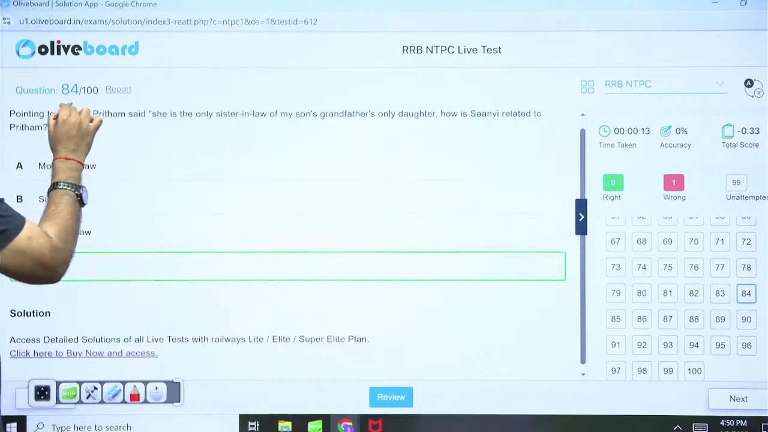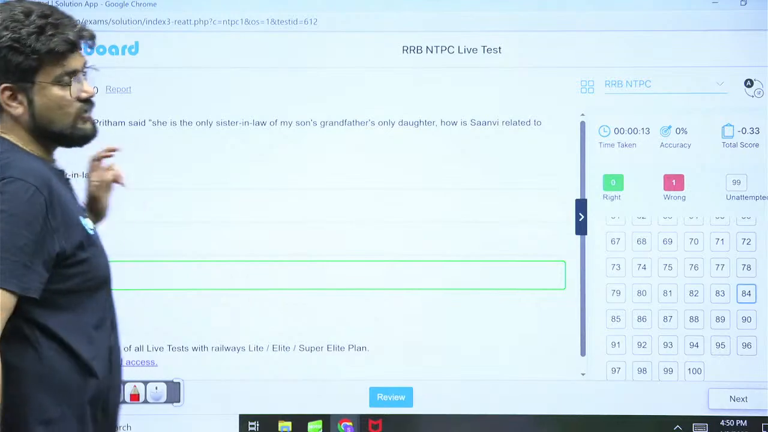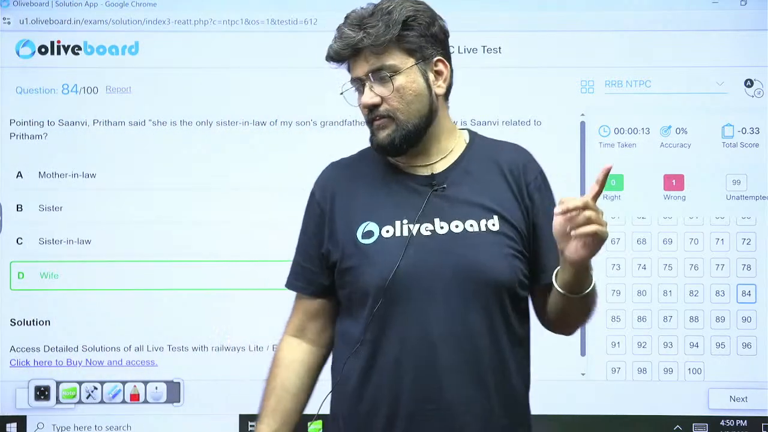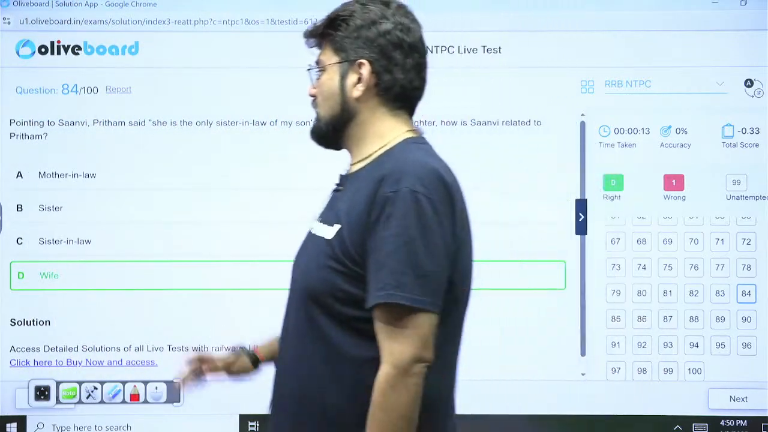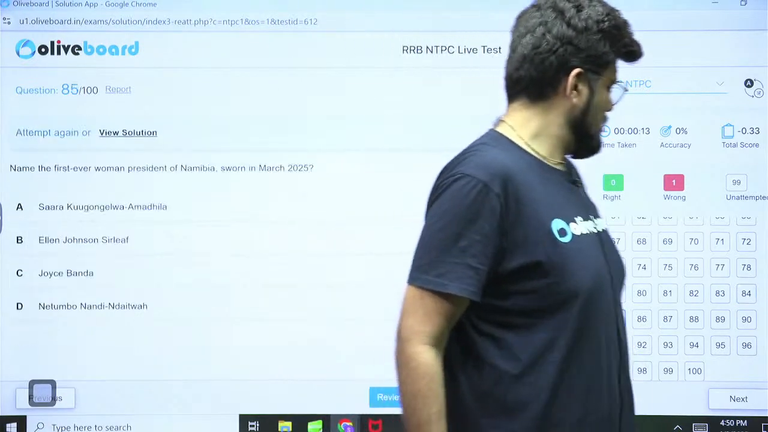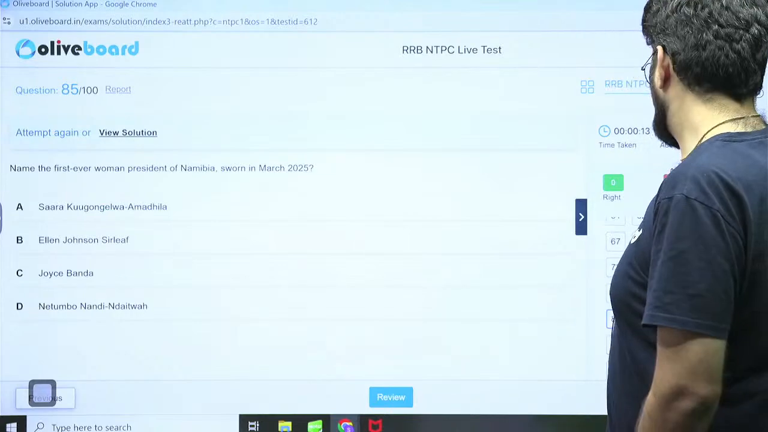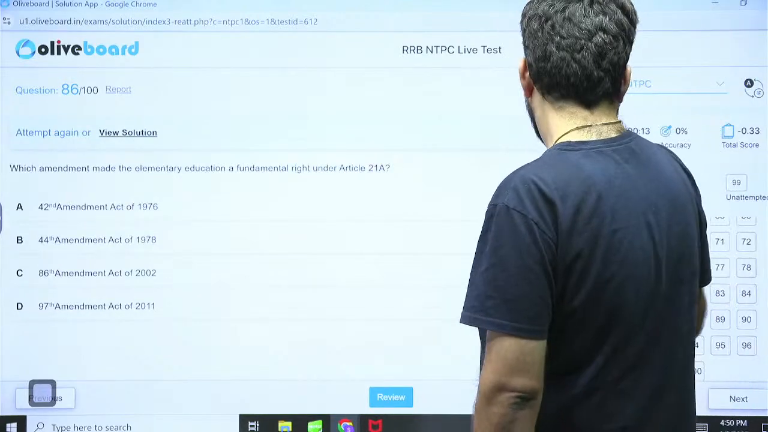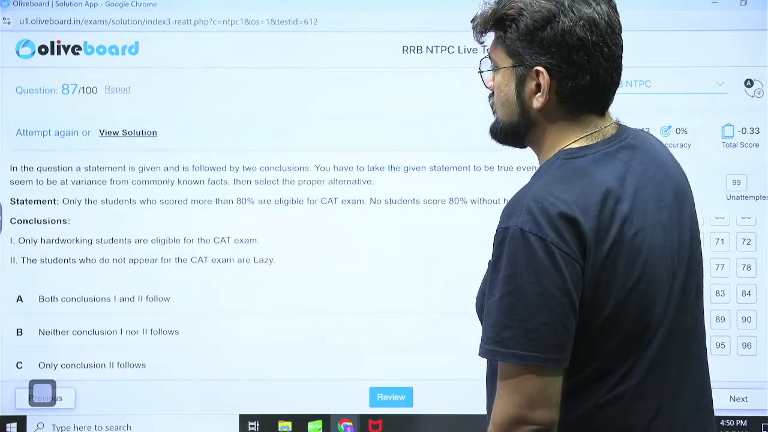This question should be incorrect because there are two possible cases. We could have solved it with the first method also, which was giving sister-in-law as the correct answer. So this question will have to be rectified. I'll have to check. But option D so far is the correct answer. Next. 85, 86, 87.